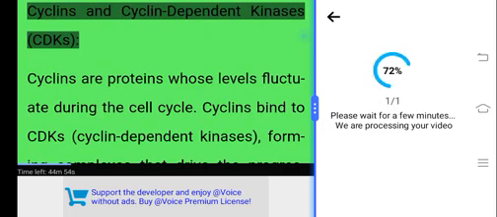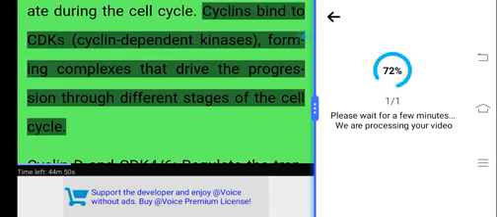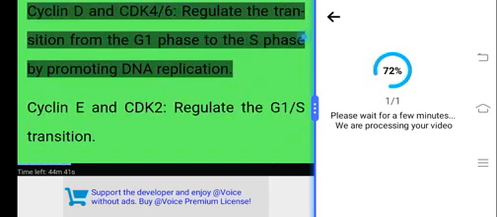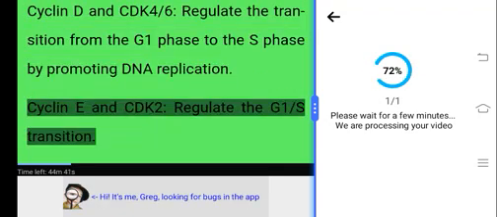Cyclins and cyclin-dependent kinases, CDKs. Cyclins are proteins whose levels fluctuate during the cell cycle. Cyclins bind to CDKs, forming complexes that drive the progression through different stages of the cell cycle. Cyclin D and CDK4/6 regulate the transition from the G1 phase to the S phase by promoting DNA replication. Cyclin E and CDK2 regulate the G1/S transition.